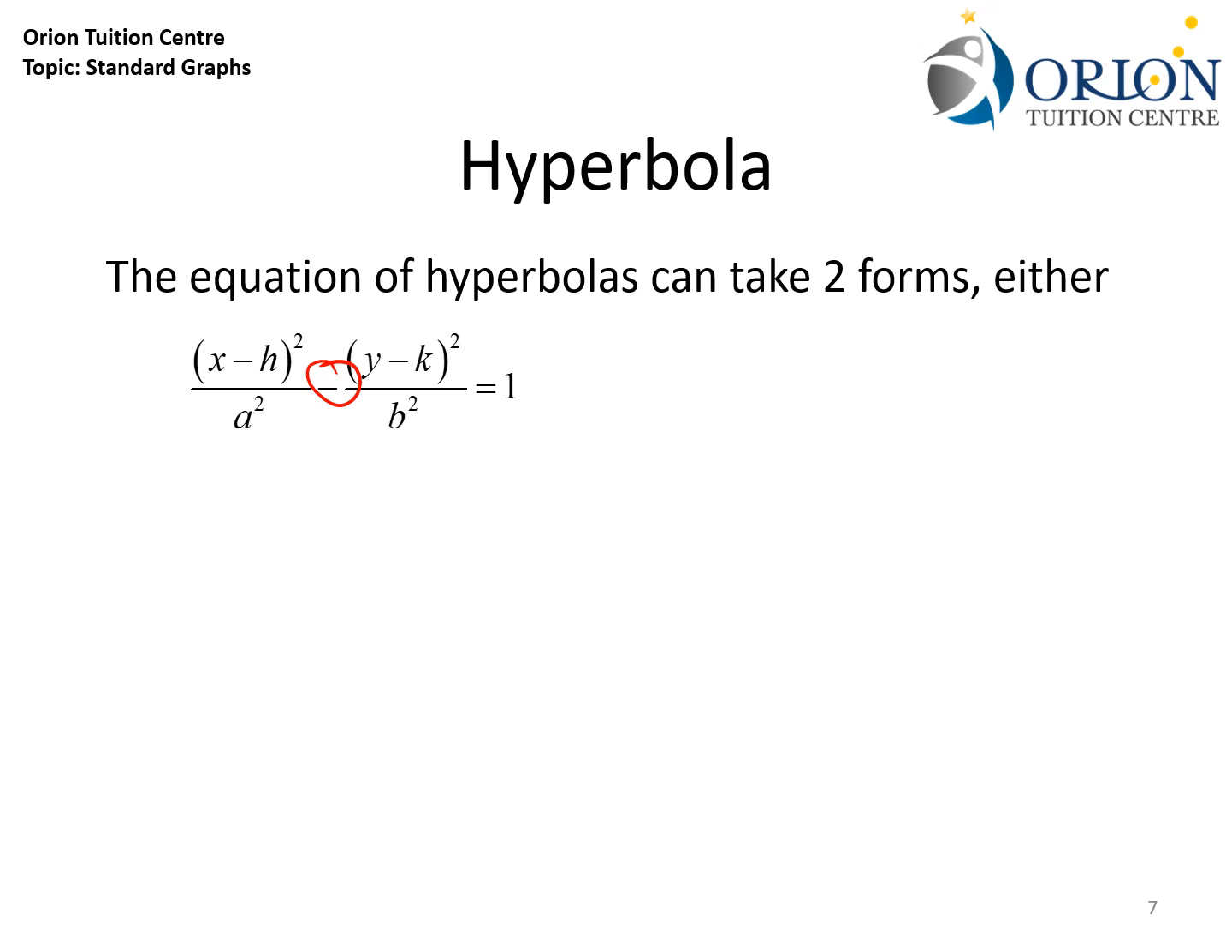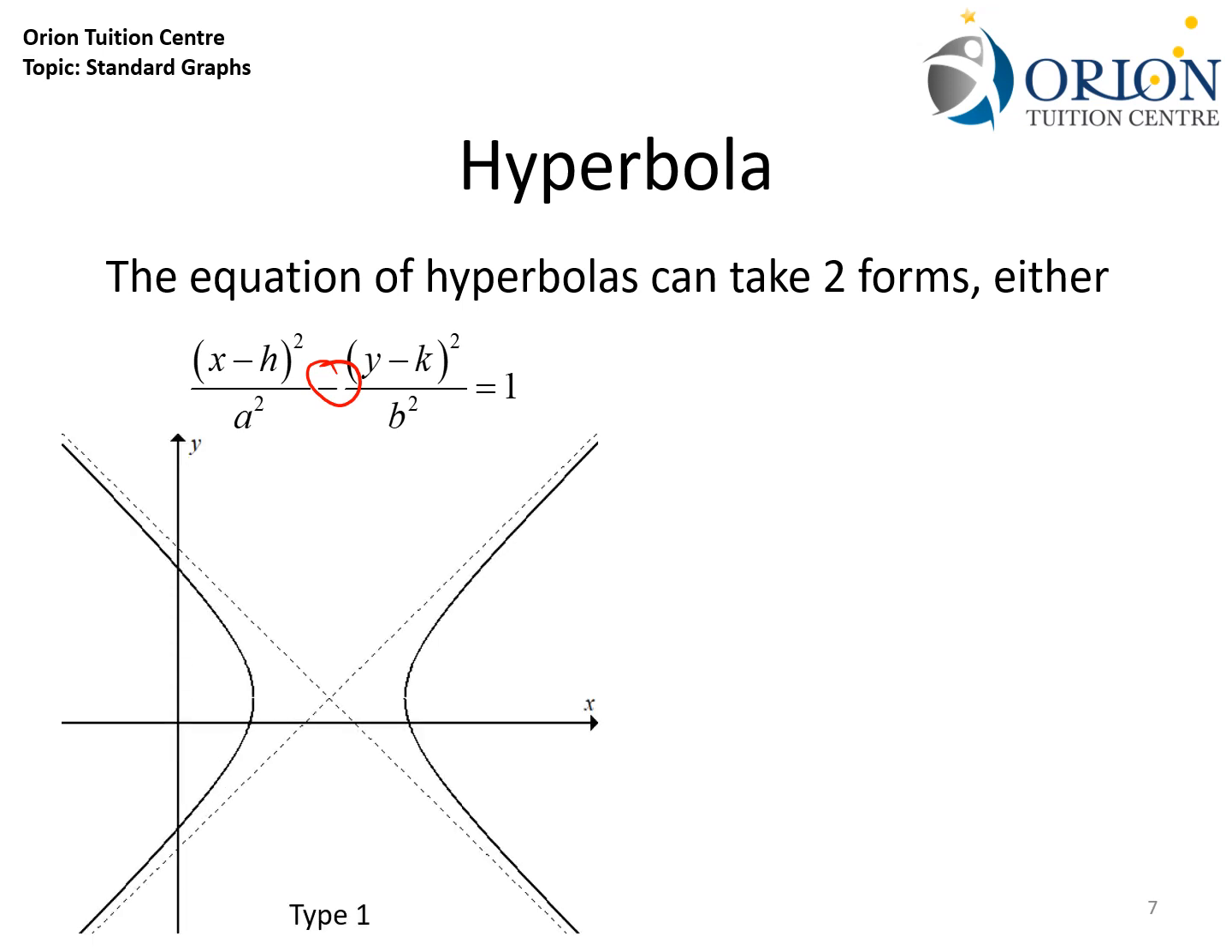The graph of type 1 hyperbolas take this shape. One way you can remember it is that since the coefficient of x squared is positive, the graph will take an x shape, where x is written in a cursive manner like this.